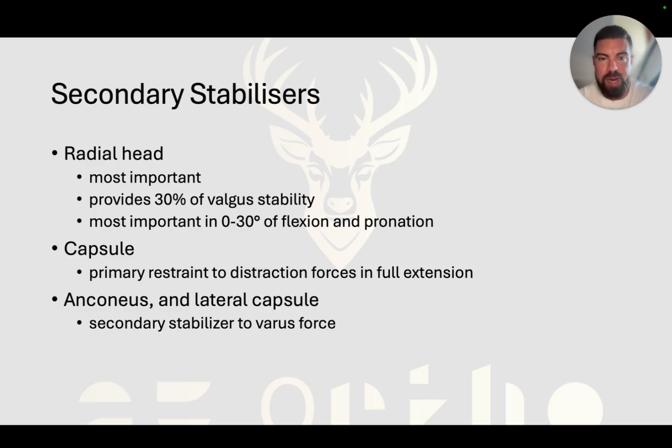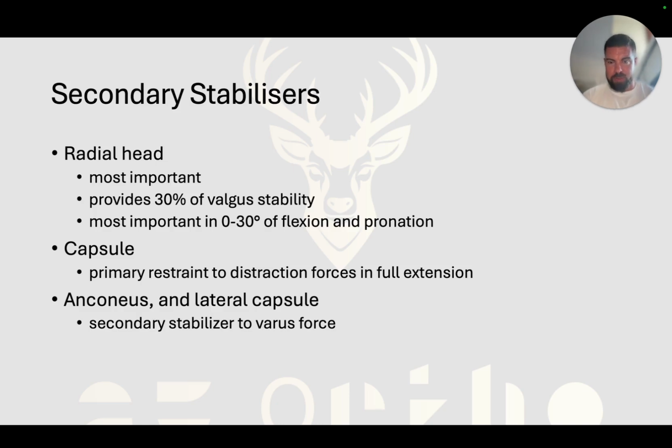30% comes from the radial head being at the correct length and being able to take load across the radiocapitellar joint. The other thing as well is you need to remember that it's most important in 0 to 30 degrees of flexion and pronation. As we come up past 30 degrees of flexion, the radiocapitellar articulation has less importance because the PCL, or the posterior band of the MCL of the elbow, comes into effect and the ulnohumeral joint starts engaging with that coronoid tip around the front.